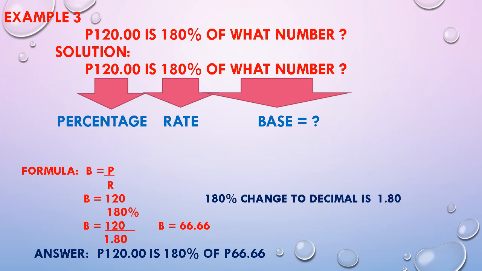divided by 180%. So B is equal to 120 divided by 1.80. So the answer is 66.67. The base is 66.66. So the answer is 120 pesos is 180% of 66.66 pesos and 66 centavos.